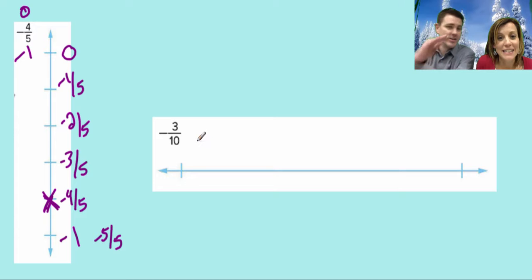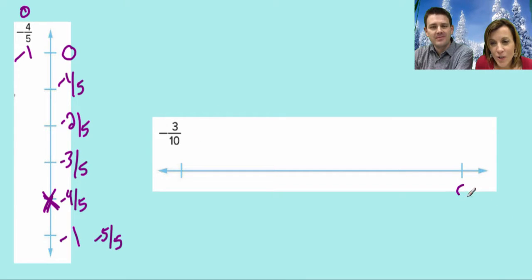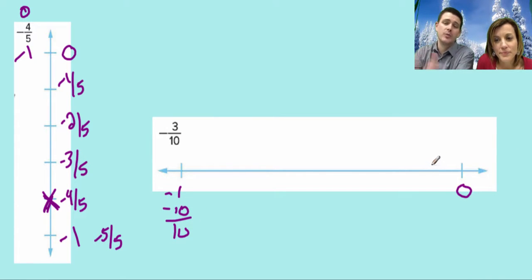Negative 3/10. Notice how mine were already divided up for me. So we're going to start 0 over here on the right, and we're moving to negative 1, which is also negative 10 over 10. So remember, because we're counting with the negatives, it goes backwards from what you normally would have expected.